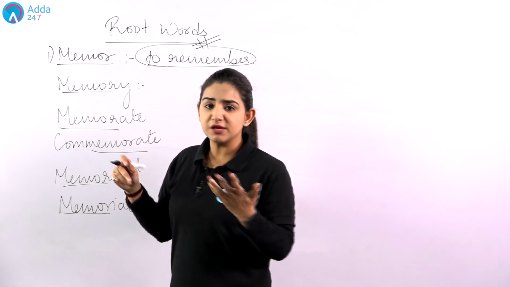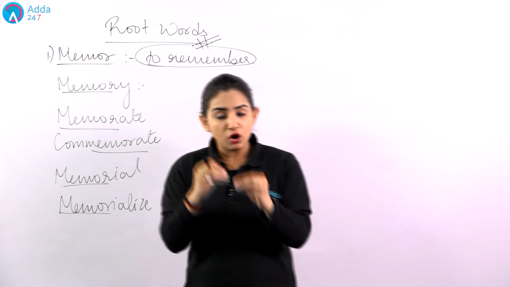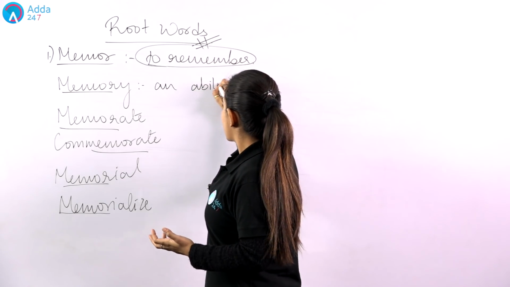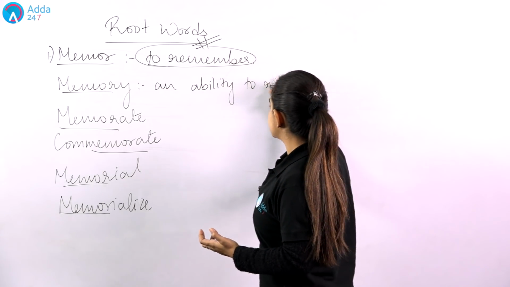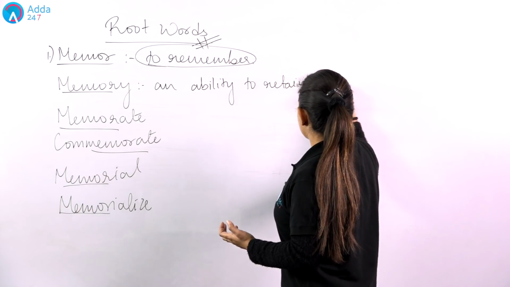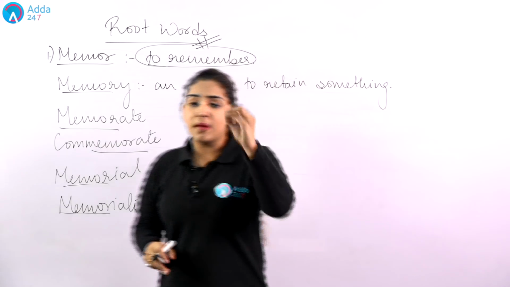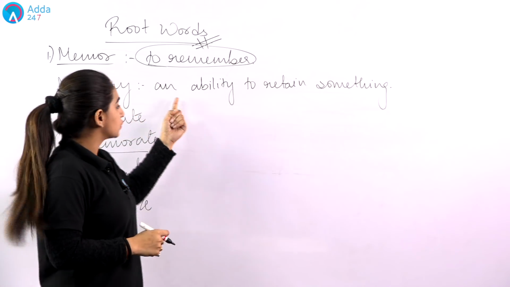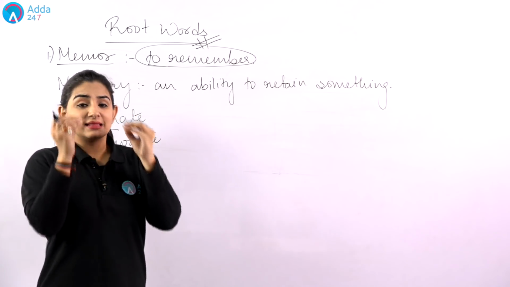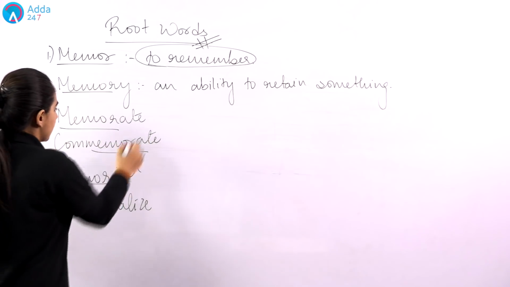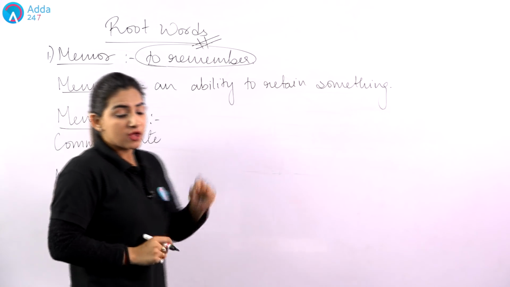Memory, what does this mean? When you store something in your mind, it is an ability to retain something. If you are told something or you visit a place, and you are memorizing it, that means you are storing that in your memory. That ability to store something is what we mean by memory. We have memorate.